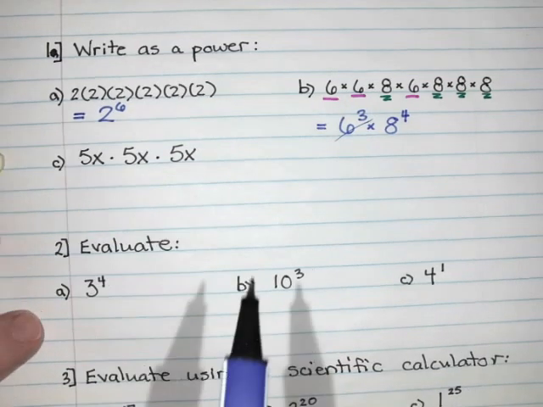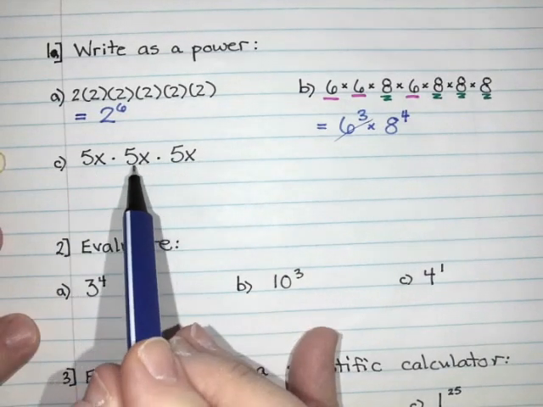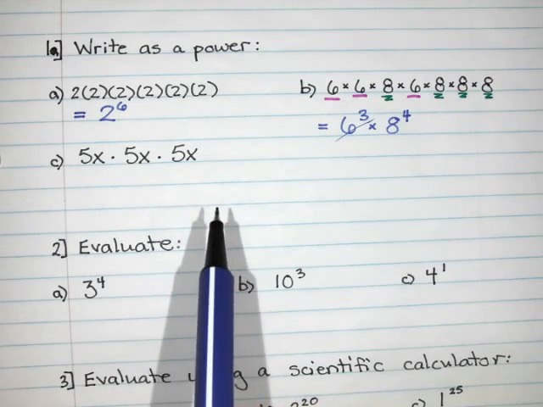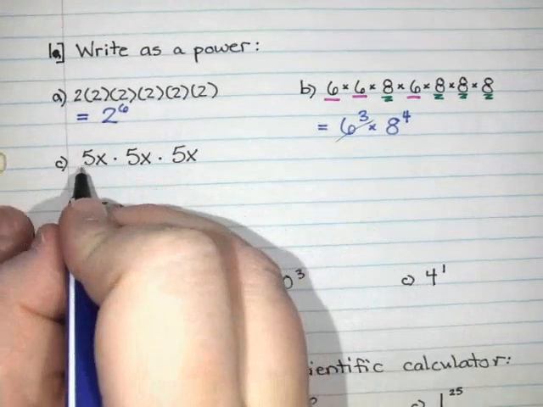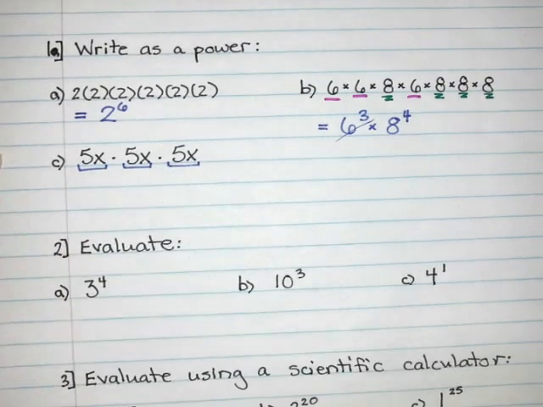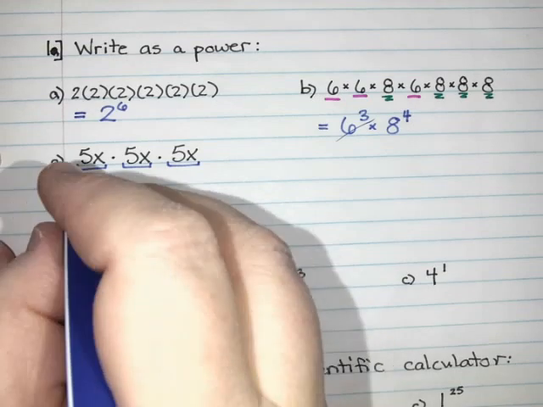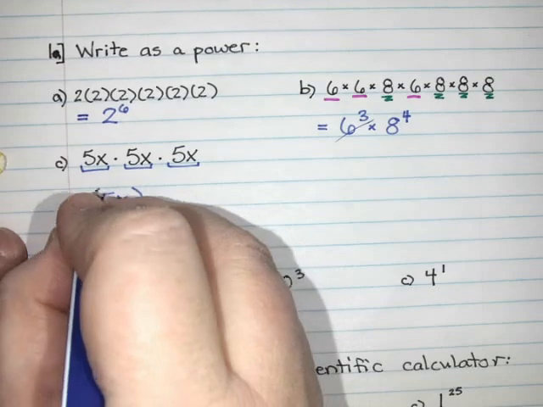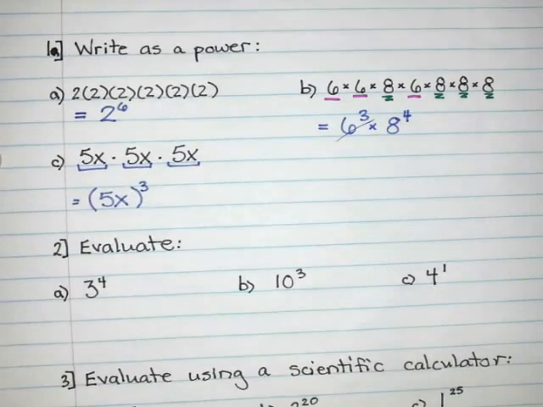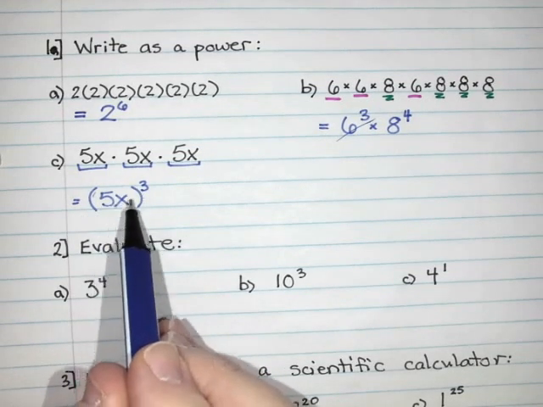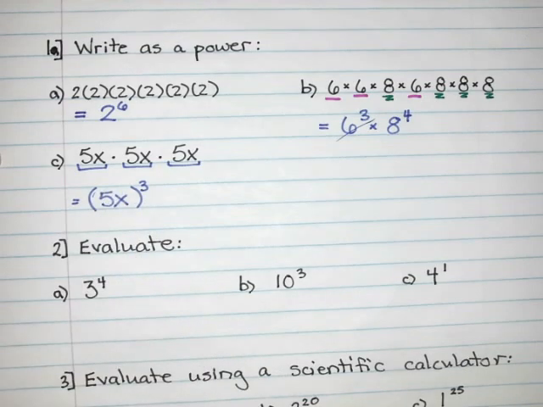Now our last one, I have 5x times 5x times 5x. There are 2 different ways that I can do this one. One of them is I can say we are multiplying 3 sets of 5x together. So this would be 5x all to the power of 3, right? I am multiplying 5x by itself 3 times. And I put a bracket around it to show that it's not just the x, it's the 5 and the x that are getting repeated.